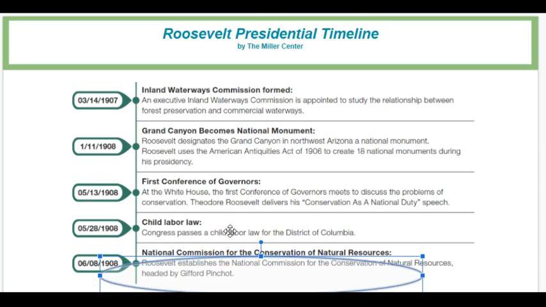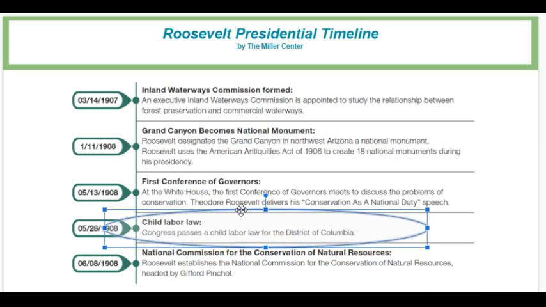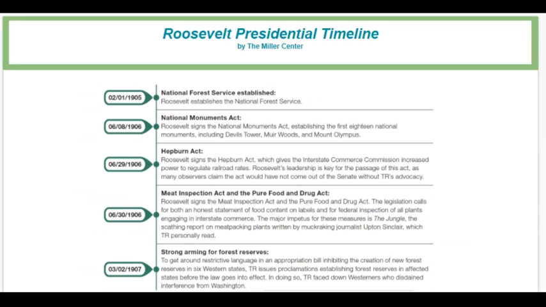I have a circle, and I'm going to move it up to the child labor law for the District of Columbia. Okay, that's great. Now I circled these two pieces of information. I'm probably going to want to get one more thing going. And I think, we always think of Teddy Roosevelt.